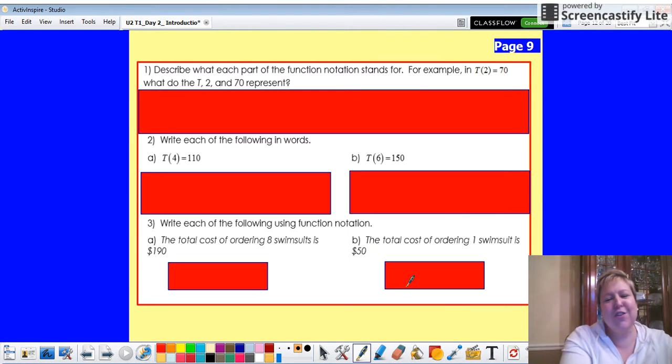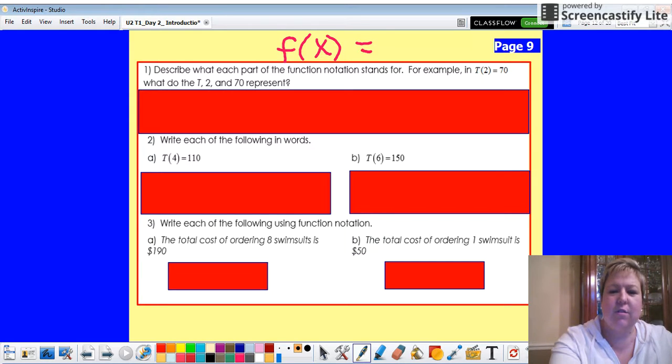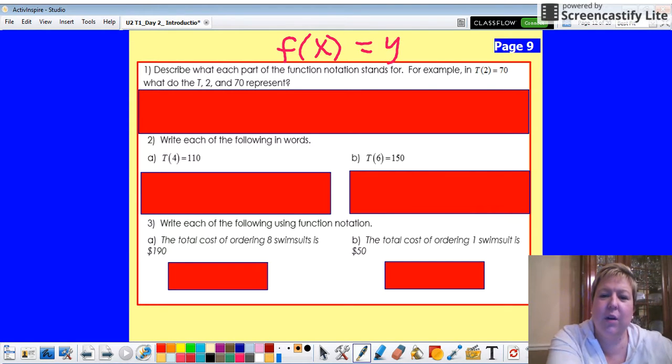All right, so if you're on page 9, this is the second part of our notes. So we're looking at function notation. And remember, I was just talking about how function notation is actually f of x is equal to y. So we're going to look at the first question. Describe what each part of the function notation stands for. So for example, in t parenthesis 2 equals 70, what does each part represent?